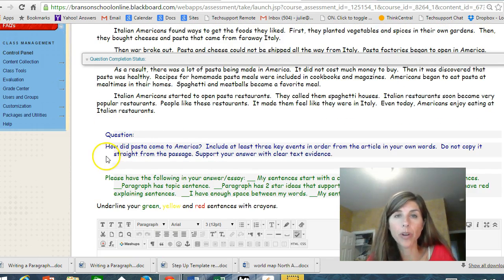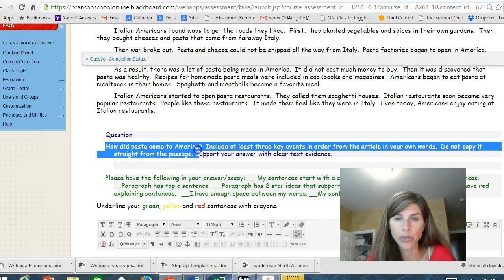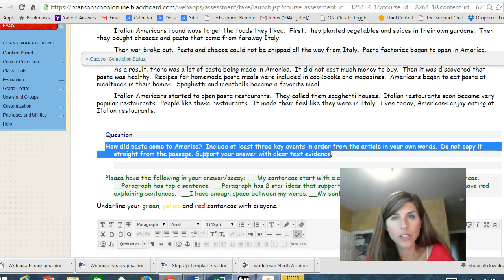Your prompt or your question this week is, how did pasta come to America? Include at least 3 key events in order from the article in your words. Do not copy it straight from the passage. When answering a prompt, sometimes kids like to answer one part of that prompt, and they forget about the rest. Make sure that you are answering, how did pasta come to America? And it says to include at least how many? 3 key events in order. So in order from the article. And you put them in your own words. Don't copy it straight from the passage.